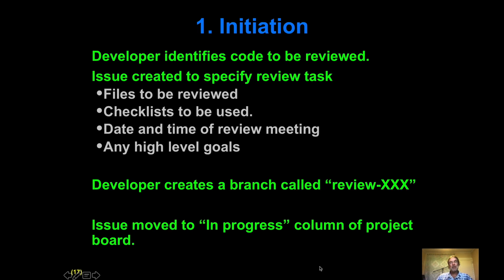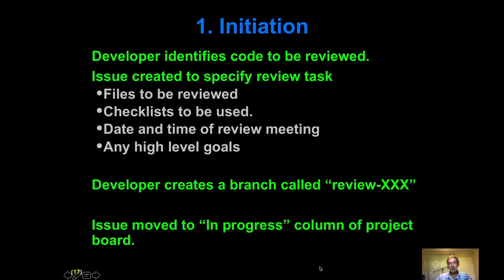So how do we do it? Well, there's about 4 steps to it. The initiation phase is where somebody in the team is going to decide there's some code I'd like to see reviewed. Maybe it's my own code or somebody else's code. And so I'll create an issue in issue-driven project management, and it's going to specify the files to be reviewed, the checklist that should be used for the review, when the review meeting is going to be held, and then any other high-level goals that are required for the meeting.